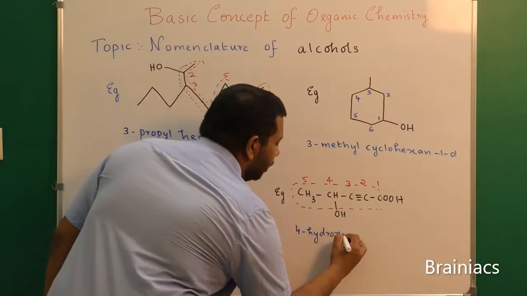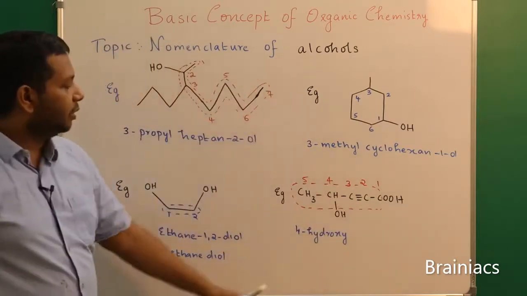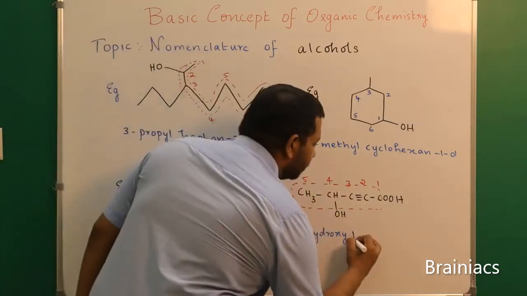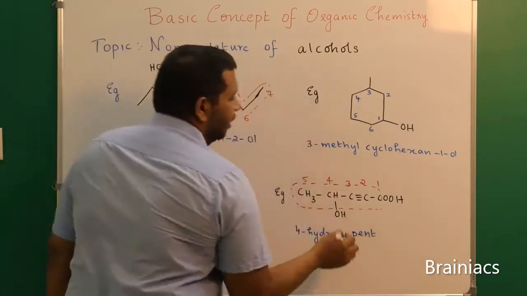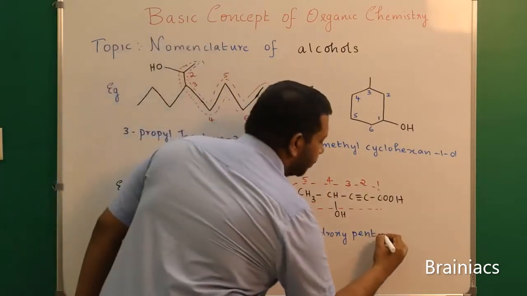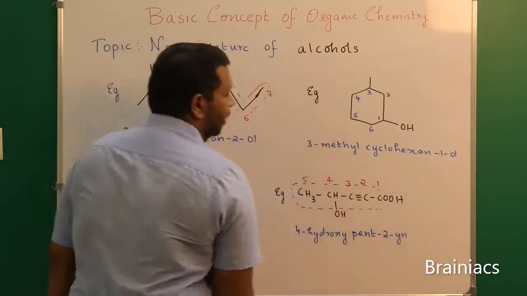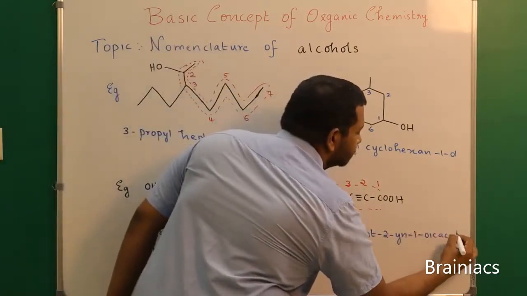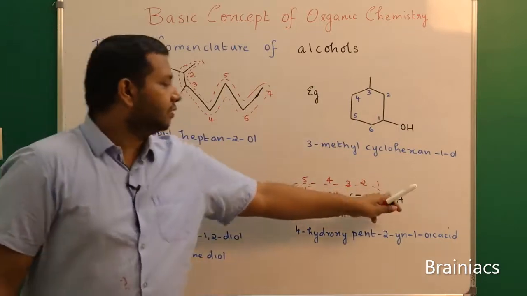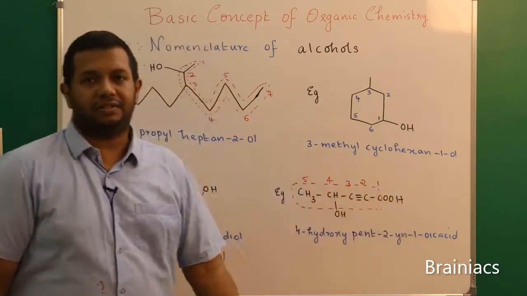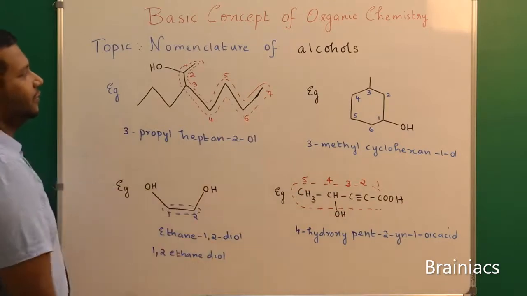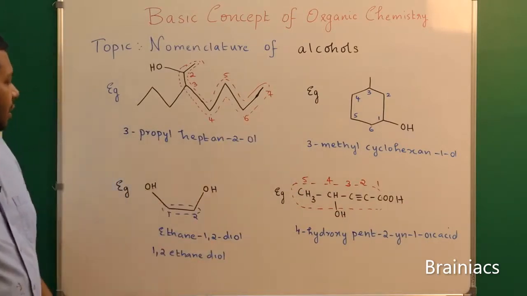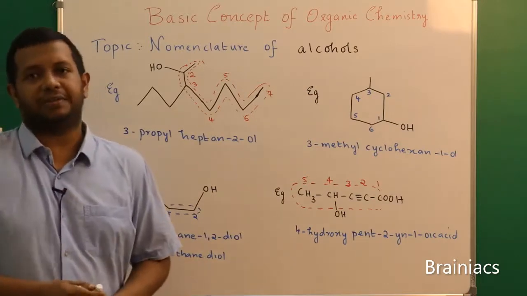Why? Because the 2 degree prefix will come first. So the substituent here is OH. So 4-hydroxy, then 5 carbon atoms means pent. Correct? At the second position they are connected by a triple bond. So pent-2-yn. Correct? Then hyphen 1-oic acid. Correct? Because the 2 degree suffix is COOH, its suffix is oic acid. So I hope you understood the concept of nomenclature of alcohols. We will see more examples in the coming session.